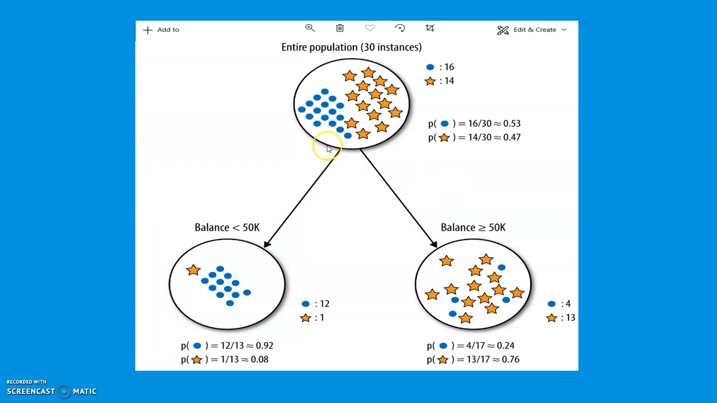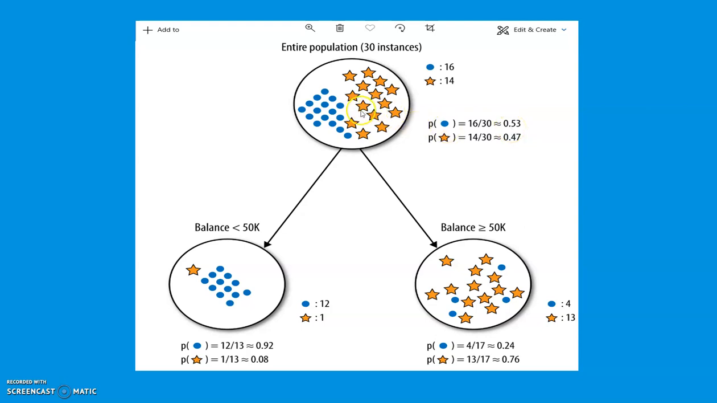So here is again an example, and you can think of these as customers. The customers are either blue dots or yellow stars, and this is the parent node of the decision tree. And at the parent node of the decision tree, we have 16 blue dots and 14 yellow stars. And therefore, the probability of a blue dot is 16 over 30, about 0.53. And the probability of a yellow star is 14 over 30, about 0.47. And so you can compute the entropy of the parent node and the entropy of the child node based upon the formula that we just reviewed.